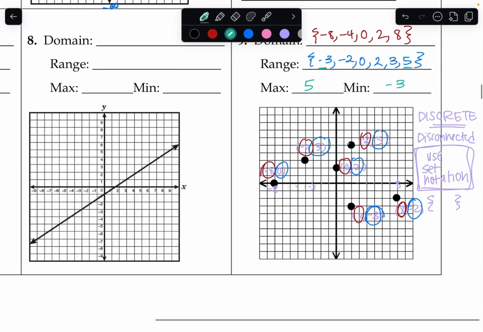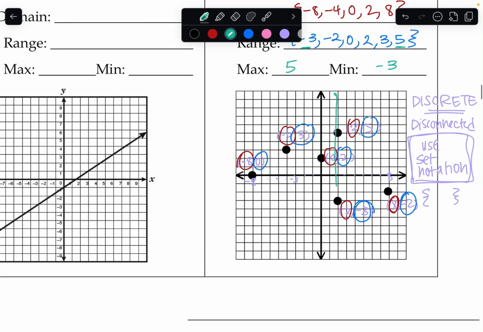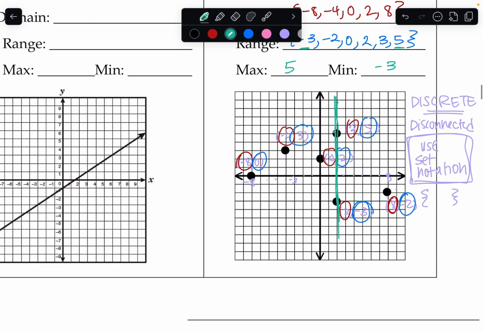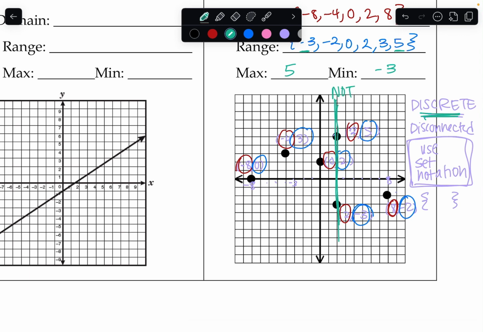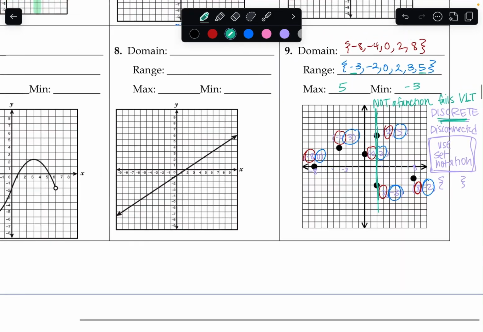And the other thing I want to mention about this is it actually fails the vertical line test. So if we didn't have these 2 points on this vertical line, it would still be a function. It would be a discrete function, but it can still be a function if it's just isolated points. Here, it's not a function because it fails the vertical line test. That's something that comes up on the homework, so I just want to make sure I reviewed that for you.